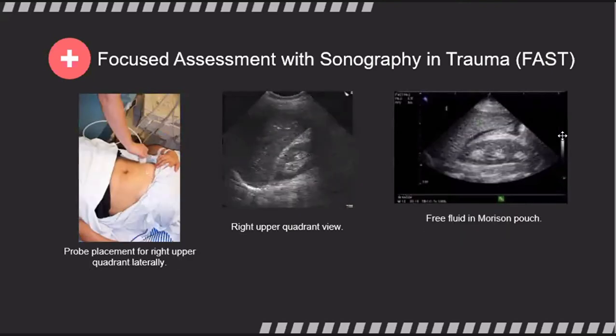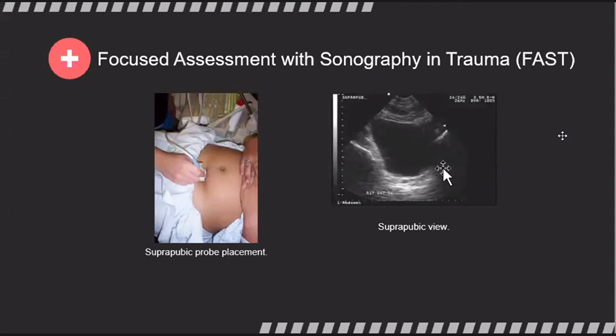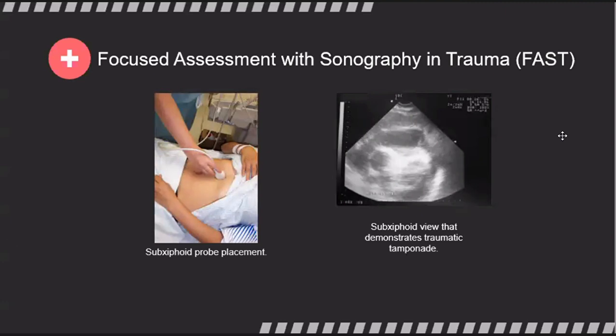Right upper quadrant, fluid, yung hypoechoic area ng black, fluid collection. So, blood sa subdiaphragmatic recess, suprapubic window, this is your bladder, subxiphoid window, ito yung pericardial fluid causing traumatic tamponade, so maraming collection, it impedes your cardiac filling.